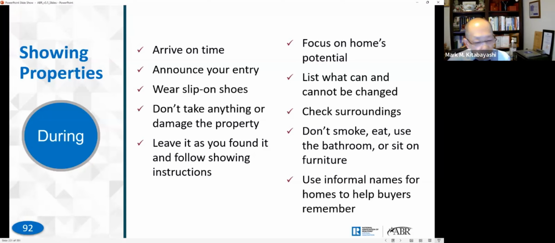Focus on the home's potential. This is very common in the United States. Maybe you could help me as well. You know what it is in Cambodia.